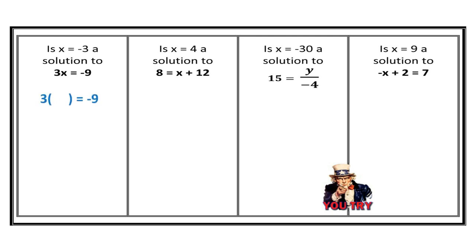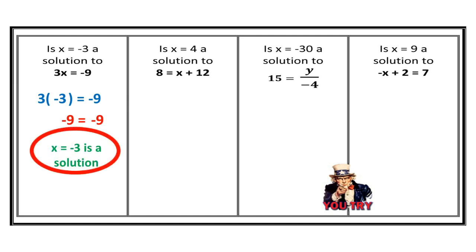I'm going to replace my variable with x equals negative 3. 3 times negative 3, so I'm going to evaluate both sides. I get negative 9 equals negative 9. That is, in fact, a true statement. x equals negative 3 is a solution. If I had just solved this equation and negative 3 was my solution, I would be correct.